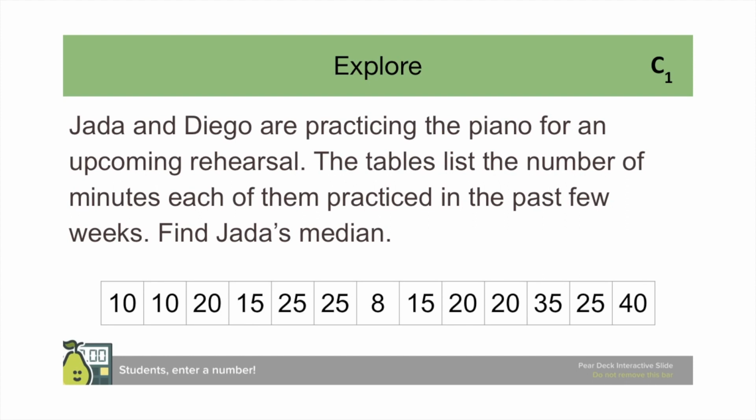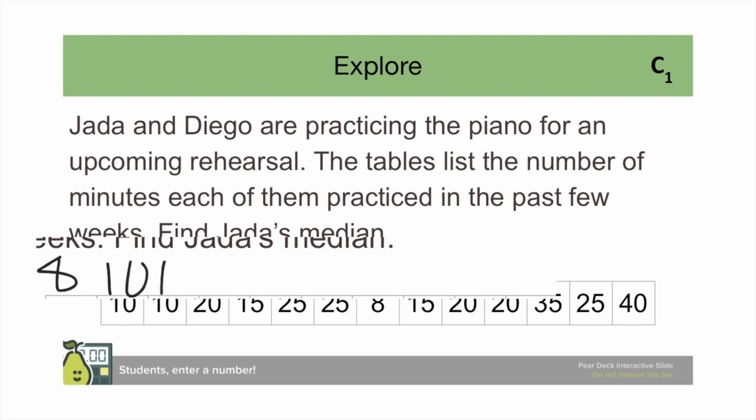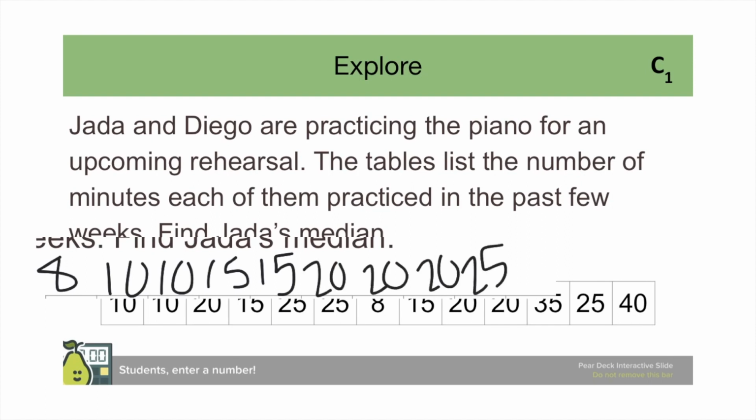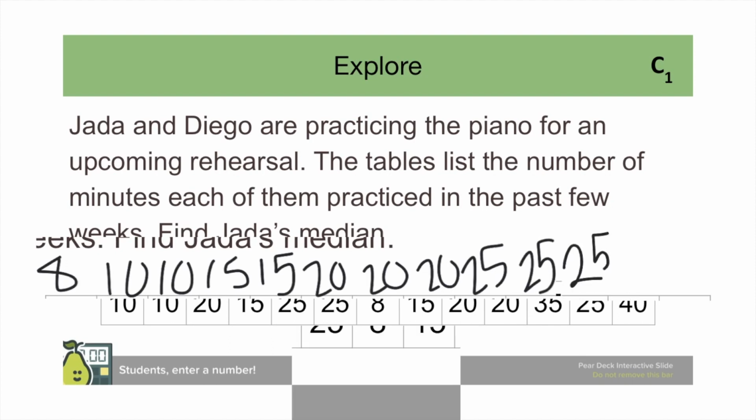For this portion of the Explore, if you are treating this in the workshop model, this could be the we do. And as you can see, I divided Jada and Diego's values onto two separate slides in case you want to treat it as the workshop model. Remind students that they should be putting their numbers in order. That would be 8, 10, 10, 15, 15, 20, 20, 20, 25, 25, 25, 35, 40, and then they can find the median. The median in this case is 20.